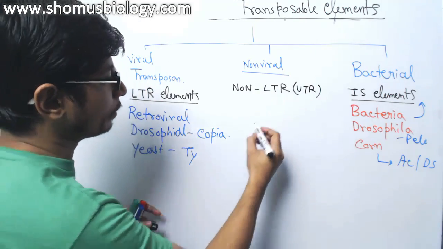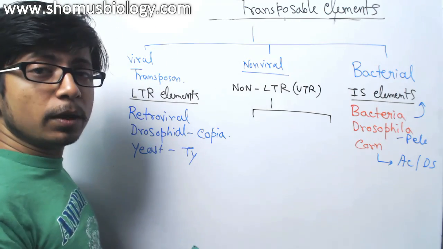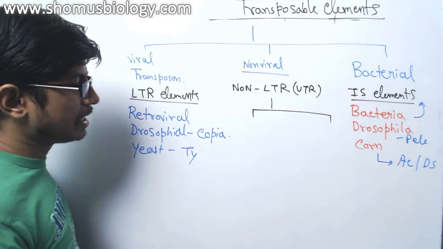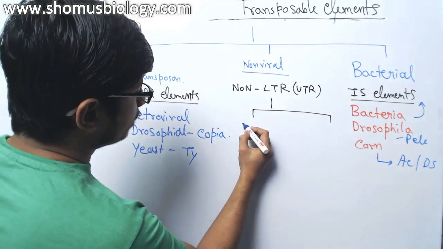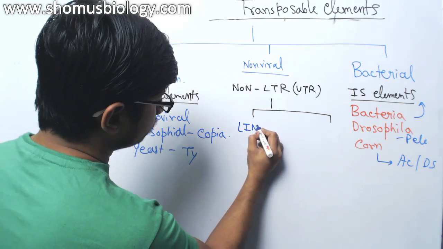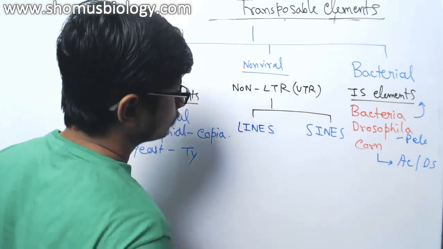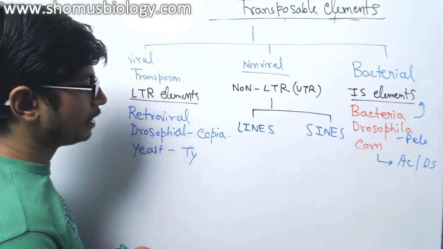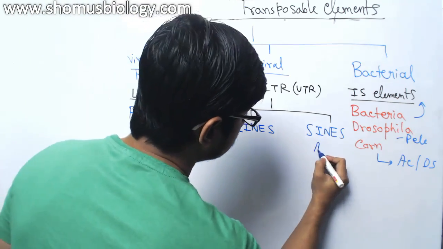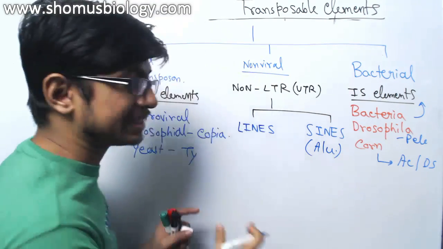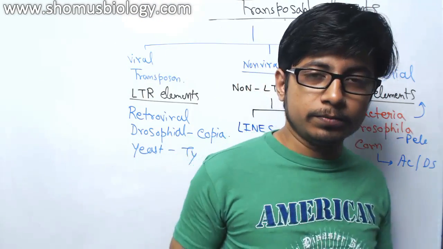Also divided into two different parts, so let us divide it into two parts. This is mostly found in higher eukaryotic organisms like human beings, for example, and the examples for that are LINEs and SINEs. These are the two different types that we have. SINEs are also known as Alu, so they are known as Alu elements, very common in the human genome.